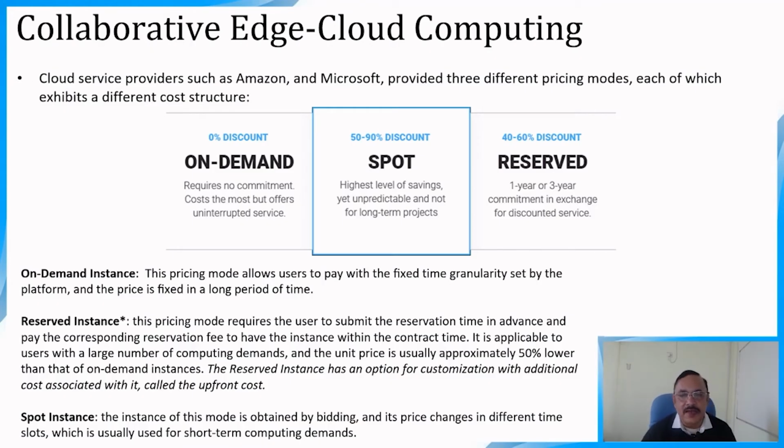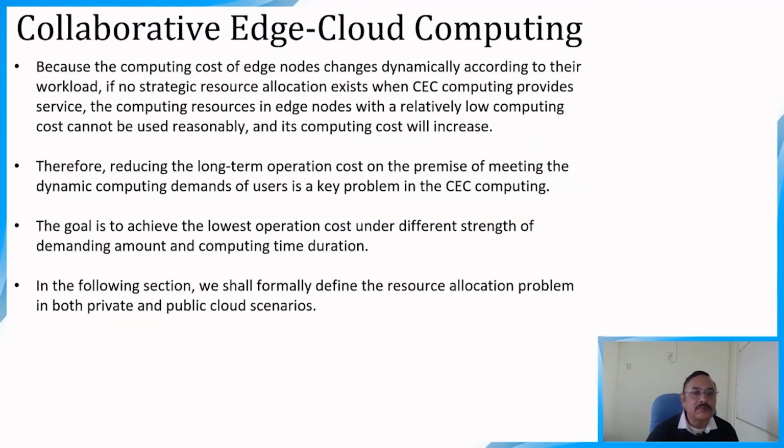The reserved instance has an option of customization with additional cost associated with it, called upfront cost. Third is called spot instance. The instance of this mode is obtained by bidding, and its price changes in different time slots, which is usually used for short term computing demands.